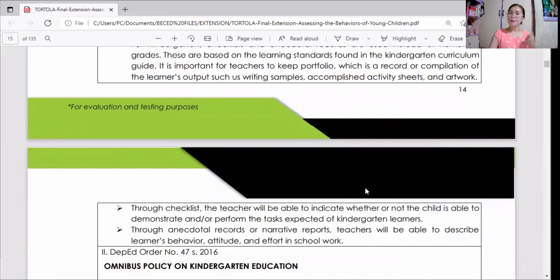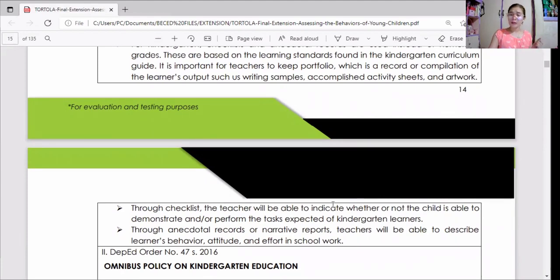So, through checklist, the teacher will be able to indicate whether or not the child is able to demonstrate or perform the task expected. So, they have the checklist, and they will observe if the child has already met that one. They are going to check or not. So, that's their basis of grading.